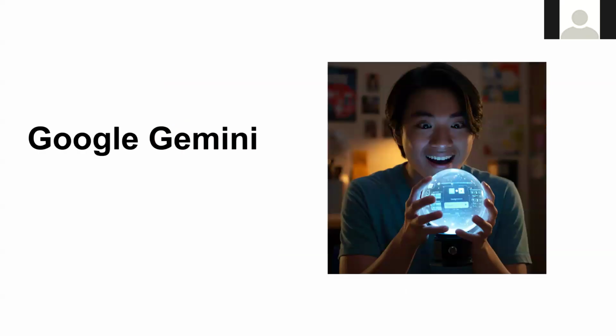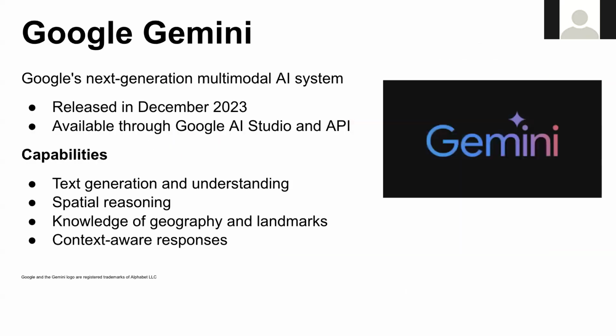Okay, so to begin with Google Gemini, let's know a little bit of background about it. Google Gemini is the latest multimodal AI system, released in December 2023. It's accessible through Google AI Studio for experimentation and through API for integration into applications. And we're going to use it.